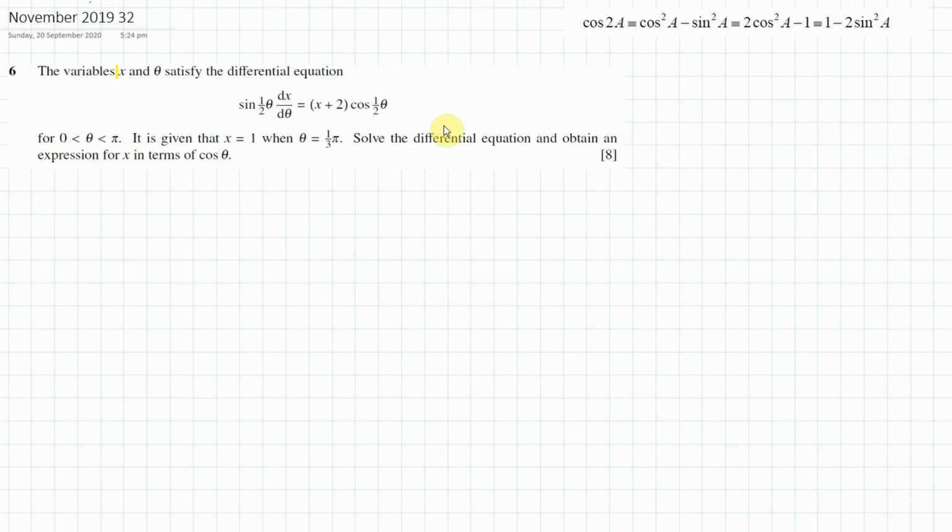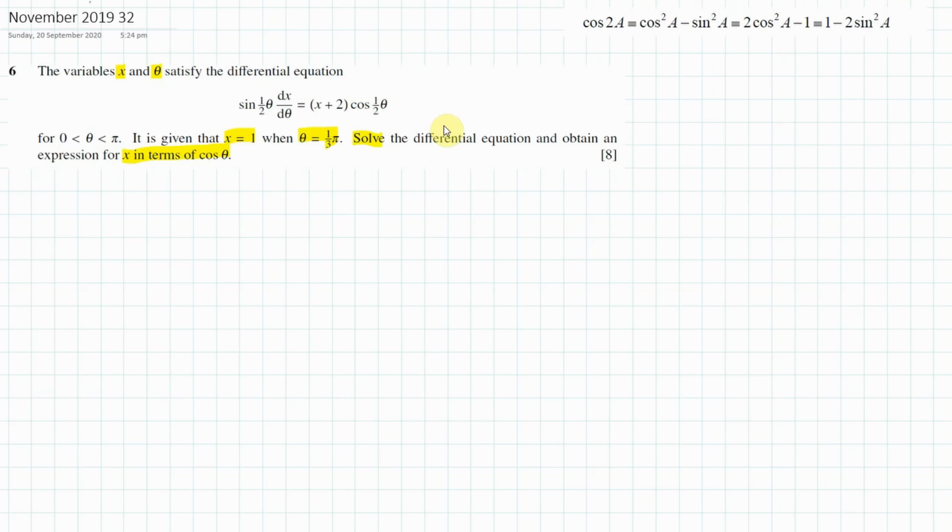We've got the variables x and theta satisfying a differential equation: sine half theta dx d theta is equal to (x plus 2) cosine 1/2 theta, for 0 is less than theta is less than pi, and we know that x is 1 when theta is 1/3 pi. Solve the differential equation and obtain an expression for x in terms of cosine theta.